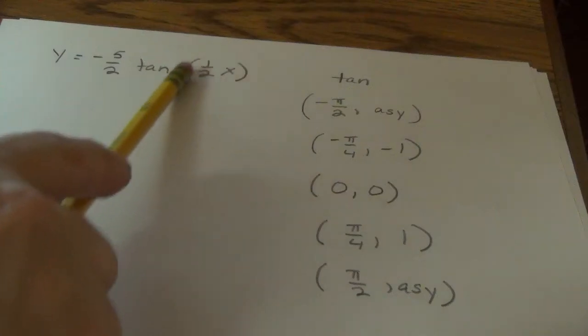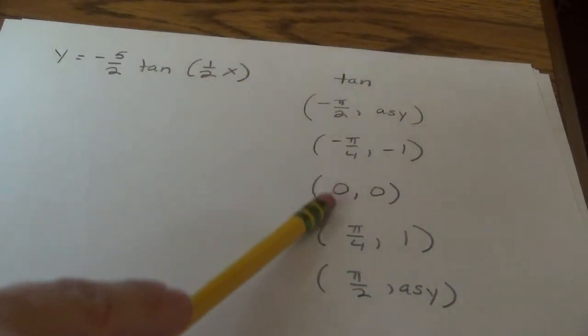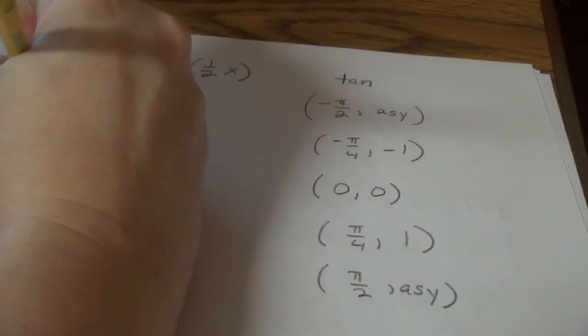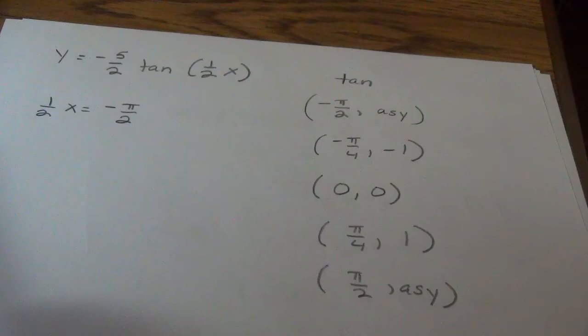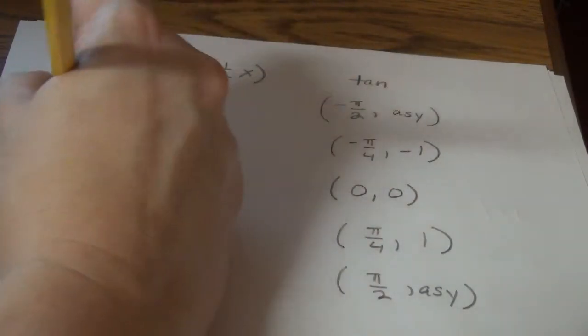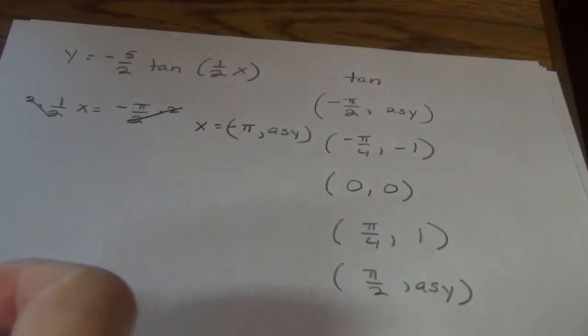So first of all, we have to figure out here that we have 1/2 x in the parentheses. We're going to set those equal to each of our x values here and solve. And so if I have 1/2 x equals negative pi over 2, in order to solve this, I'm going to multiply by 2 on both sides. So if I times by 2, cancel, cancel, x is going to equal negative pi. So negative pi is going to have my asymptote for my first point.